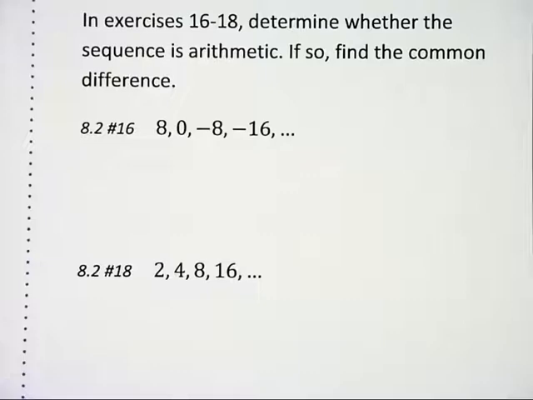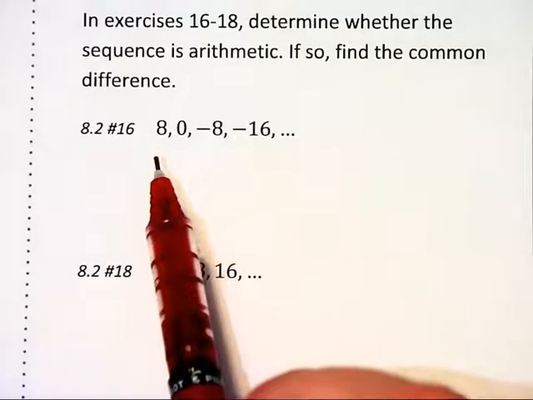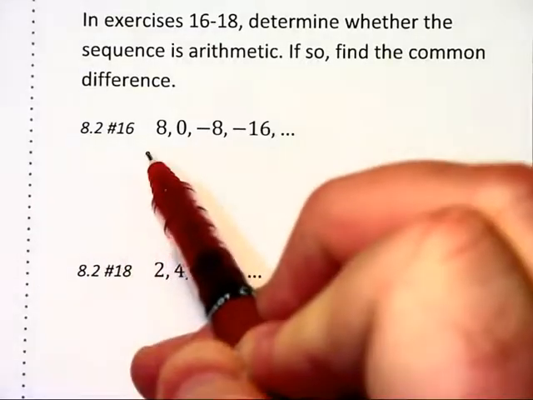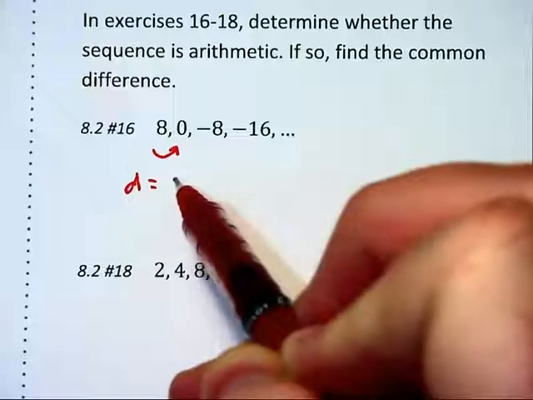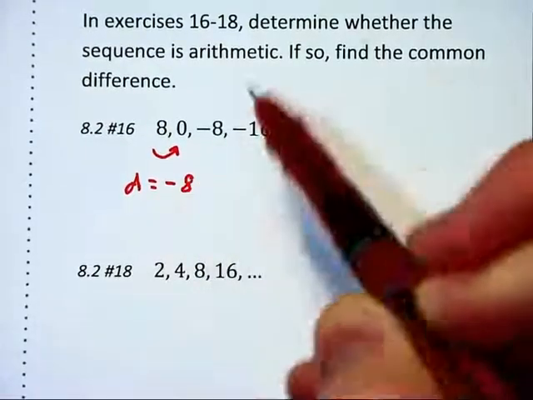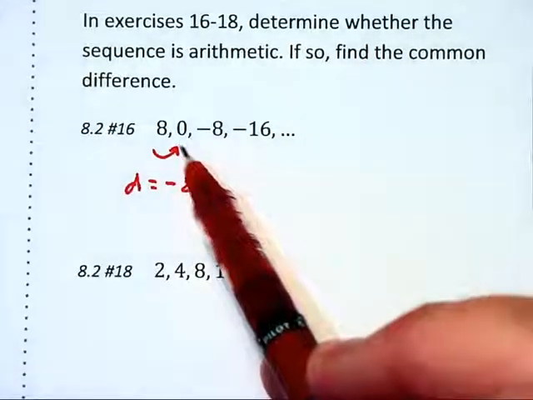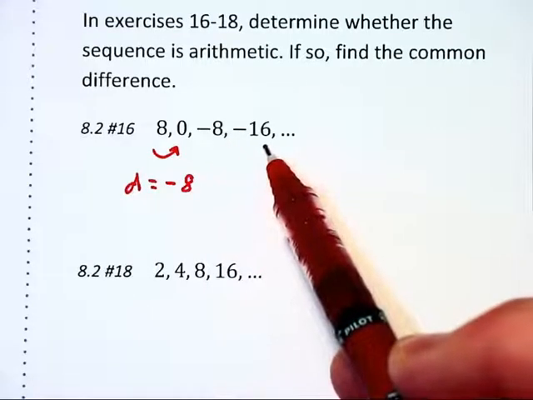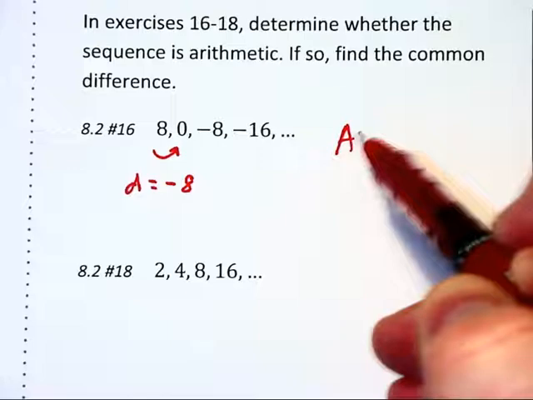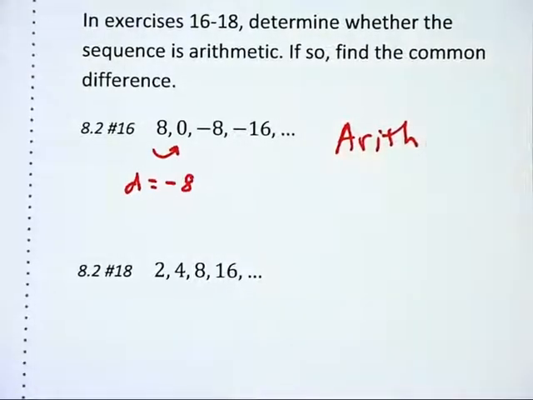Now let's get some practice dealing with arithmetic sequences. Let's first off determine whether this is arithmetic. To go from 8 to 0, we are subtracting 8. So d appears to be negative 8. If we add negative 8 to 0, we do get to negative 8. And then if we add negative 8 again, we do get to negative 16. So yes, this is an arithmetic sequence.